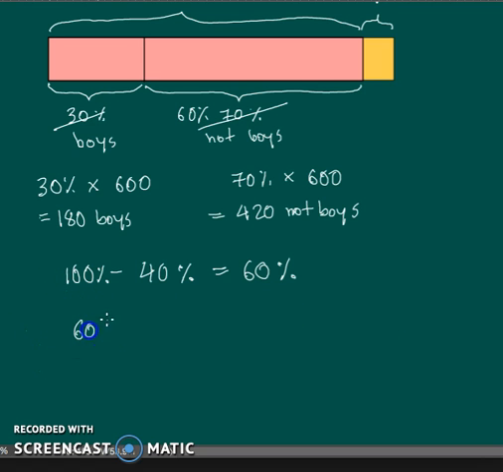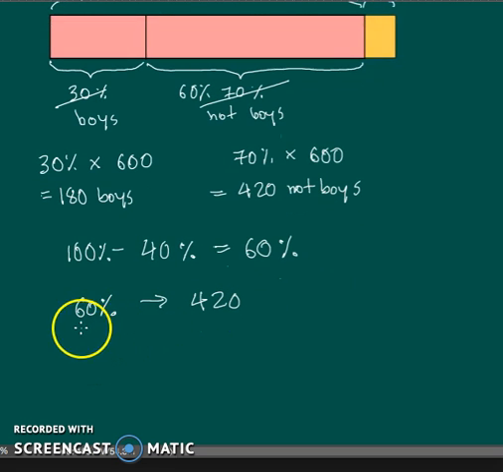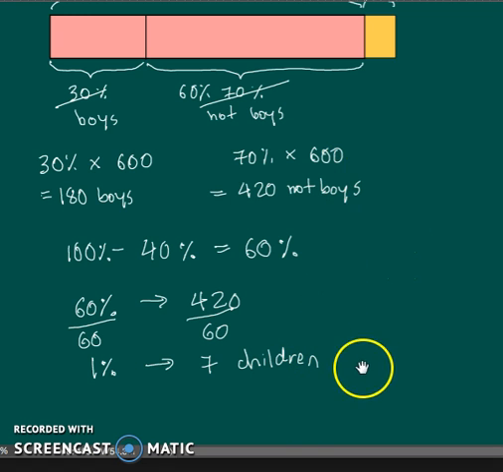So if 60% of the kids on the field are not boys, and there are 420 of them, I can find out how many kids 1% represents. So I'm going to divide both sides by 60. And I will find out that 1% represents exactly 7 children, regardless of gender.